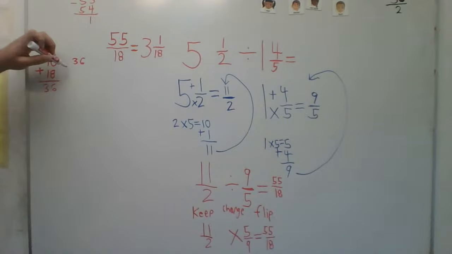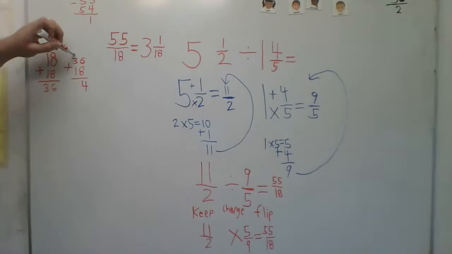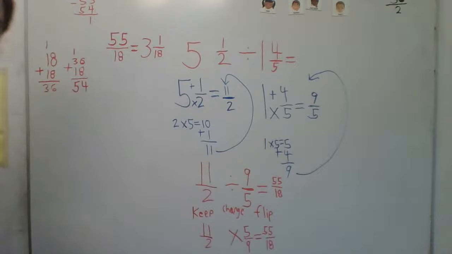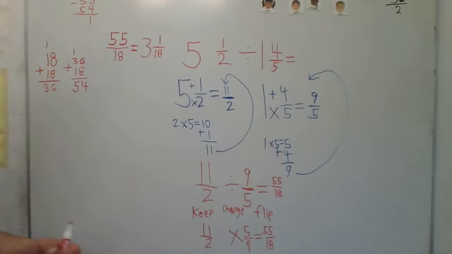36 plus 18. 6 plus 8 equals 14. 4 carry the 1. 1 plus 3 plus 1 equals 5. 36 plus 18 equals 54. So this is what's going on in my head when I'm skip counting. Really, all skip counting is you're just adding the same number together over and over again. That's all skip counting is.